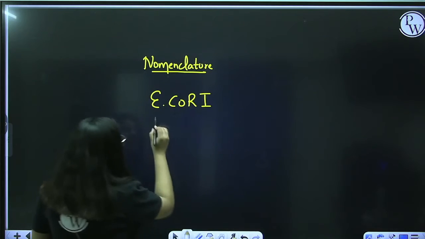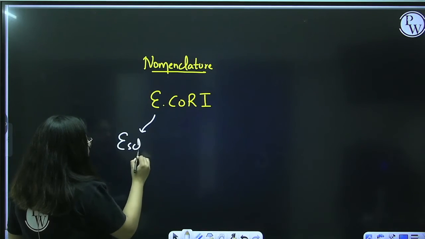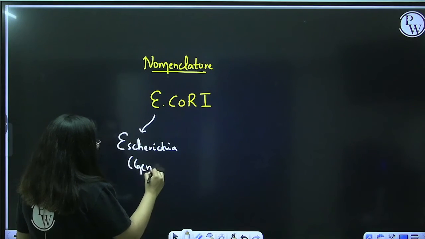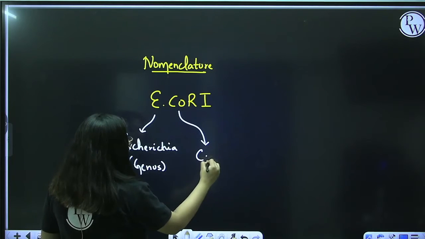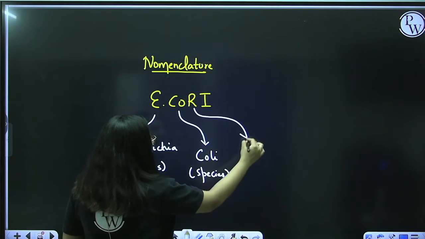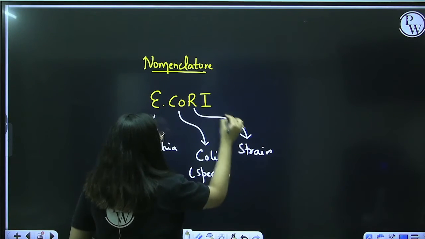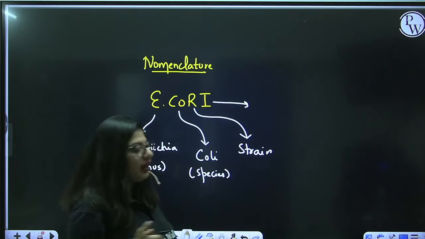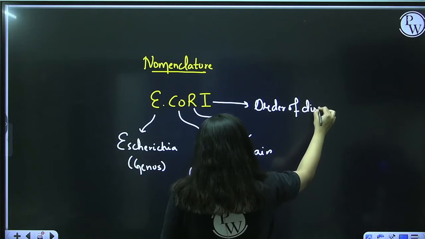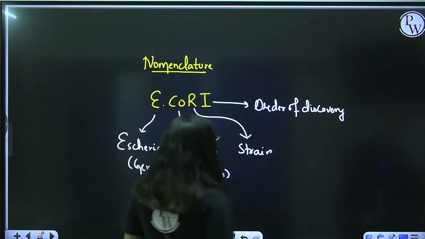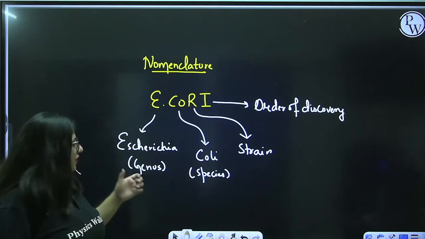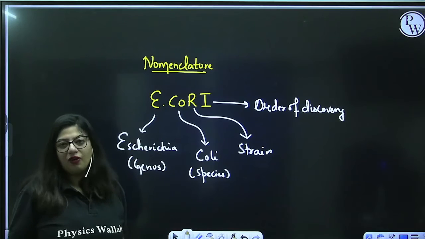What's the rule? The first will always be the name of a genus, like in this case we have Escherichia, the name of a genus. Second will be the name of the species, like coli. And then this letter will be for the strain. And the last, which is 1, 2 or 3, will be according to the order of discovery. This is how names are given to all restriction enzymes: first the genus, species, strain, and then the order of discovery.